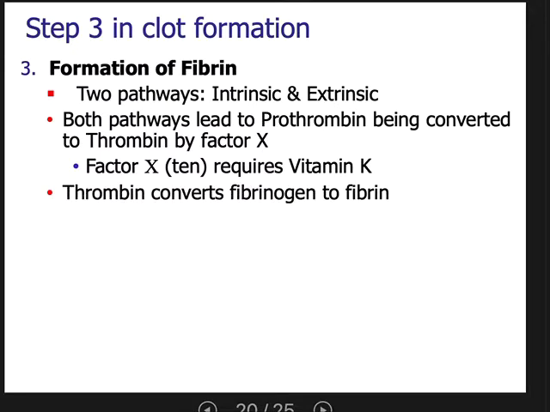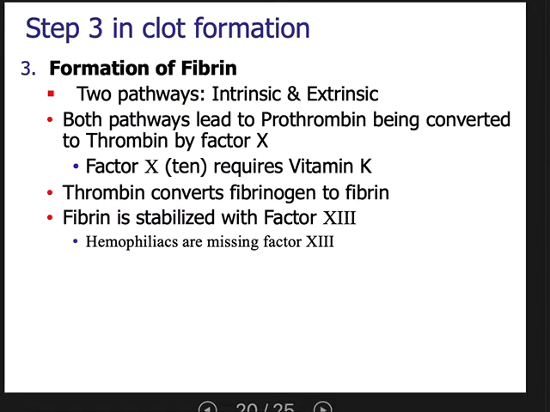Thrombin will then convert fibrinogen into fibrin. Fibrin is stabilized with factor 13, and factor 13 happens to be what hemophiliacs are missing. So they have a genetic disorder, they don't have the correct gene to make factor 13, and so it's very dangerous for hemophiliacs to get any type of injury because they can just bleed and bleed. They don't have the ability to make clots.